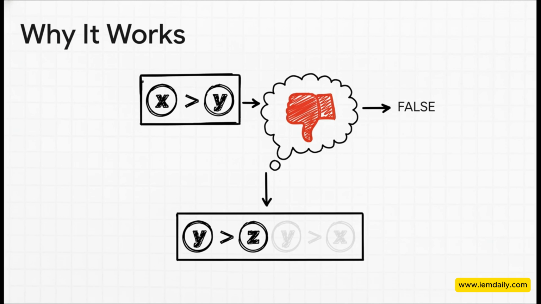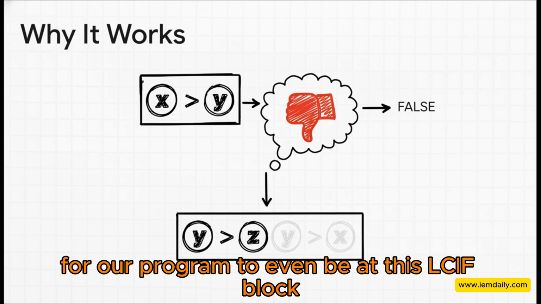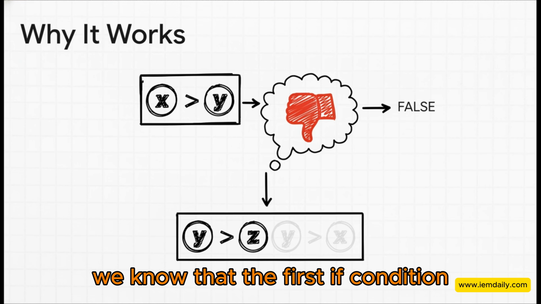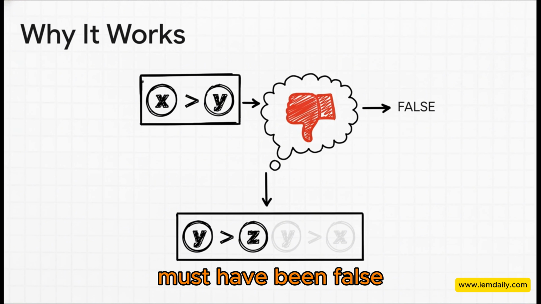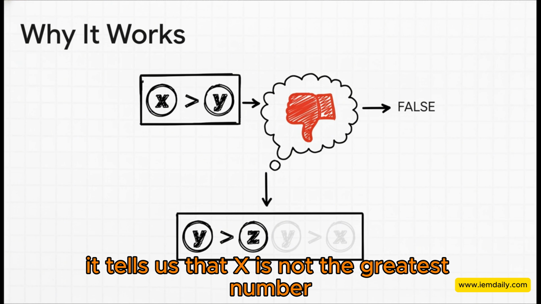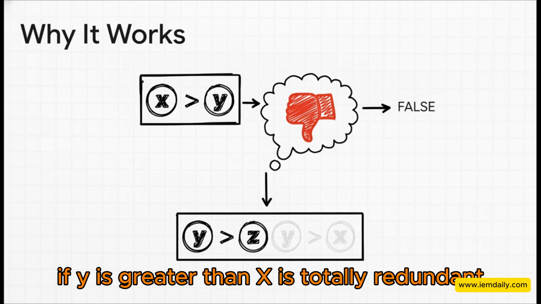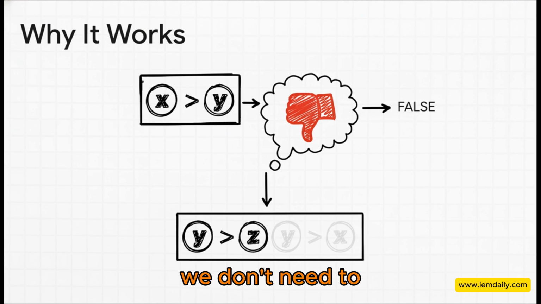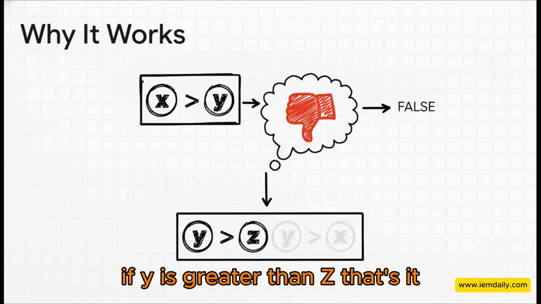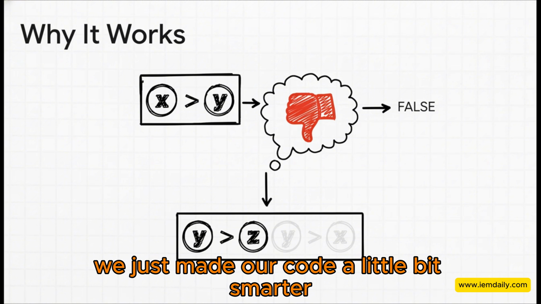Here's the secret. It's all about the journey the code takes to get here. For our program to even be at this else if block, what do we know for sure? We know that the first if condition must have been false, and that failure gives us a huge clue. It tells us that x is not the greatest number. We've already eliminated it. So, asking again if y is greater than x is totally redundant. We don't need to. All we really need to check at this point is if y is greater than z. That's it. See? By understanding the flow of the ladder, we just made our code a little bit smarter and a little bit faster.